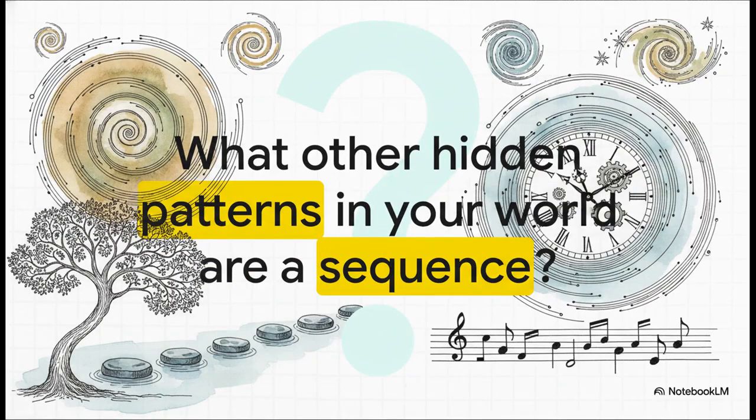So I'll leave you with a challenge. Now that you know what you're looking for, start noticing the world around you. Could the height of a bouncing ball on each bounce be a sequence converging to 0? What about the frets on a guitar? The world is absolutely full of these hidden patterns. What will you find?